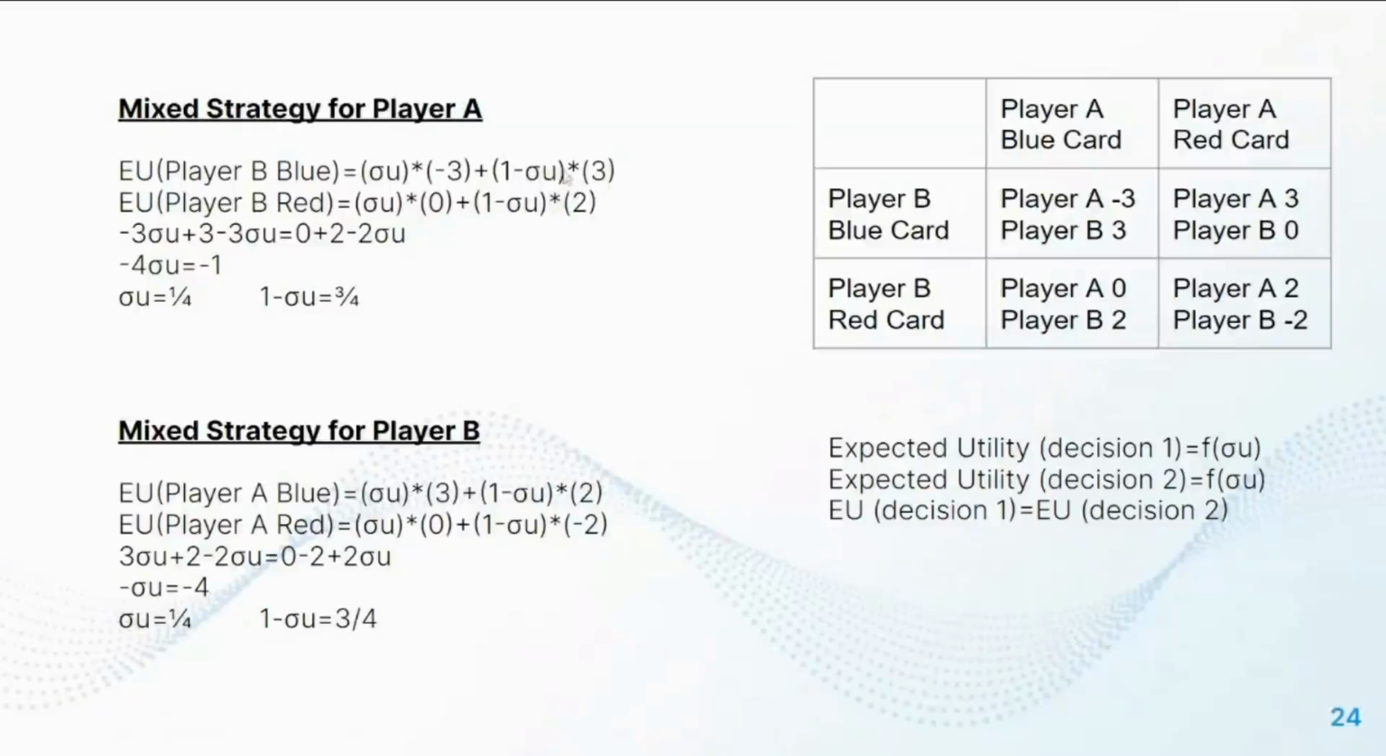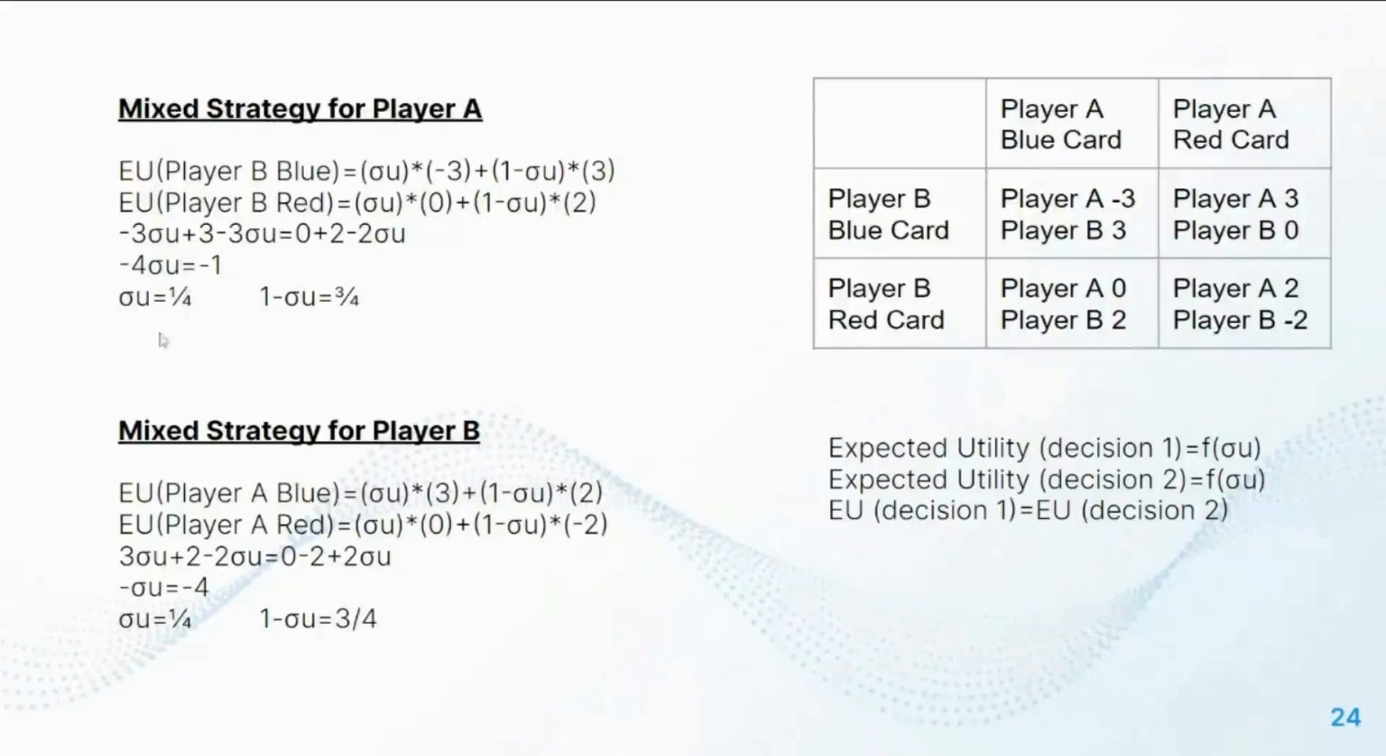our utility function, which is the inverse of the probability that we choose blue, which is us choosing red, and that is multiplied with the other utility, which is 3. And now we repeat the same process for player B choosing red. So here we have, if we choose blue, our utility is 0, and if we choose red, our utility is 2. So we calculate those two, we equate them, and we find our utility function.